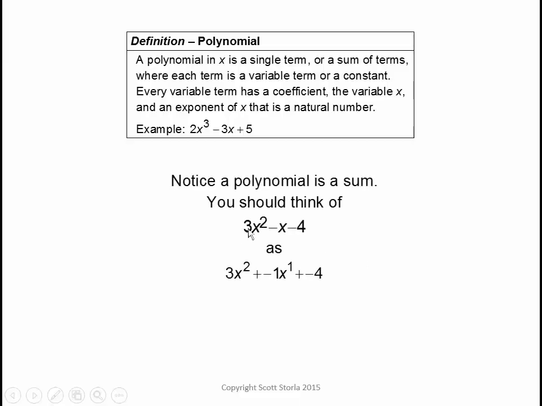For instance, if I had this polynomial, I would need to think of it as 3x squared plus negative 1 times x to the first. That is, both the coefficient and the exponent in this case were implicit, plus a negative 4. So in this example, the constant is a negative 4, because I've taken the point of view that polynomials are sums.